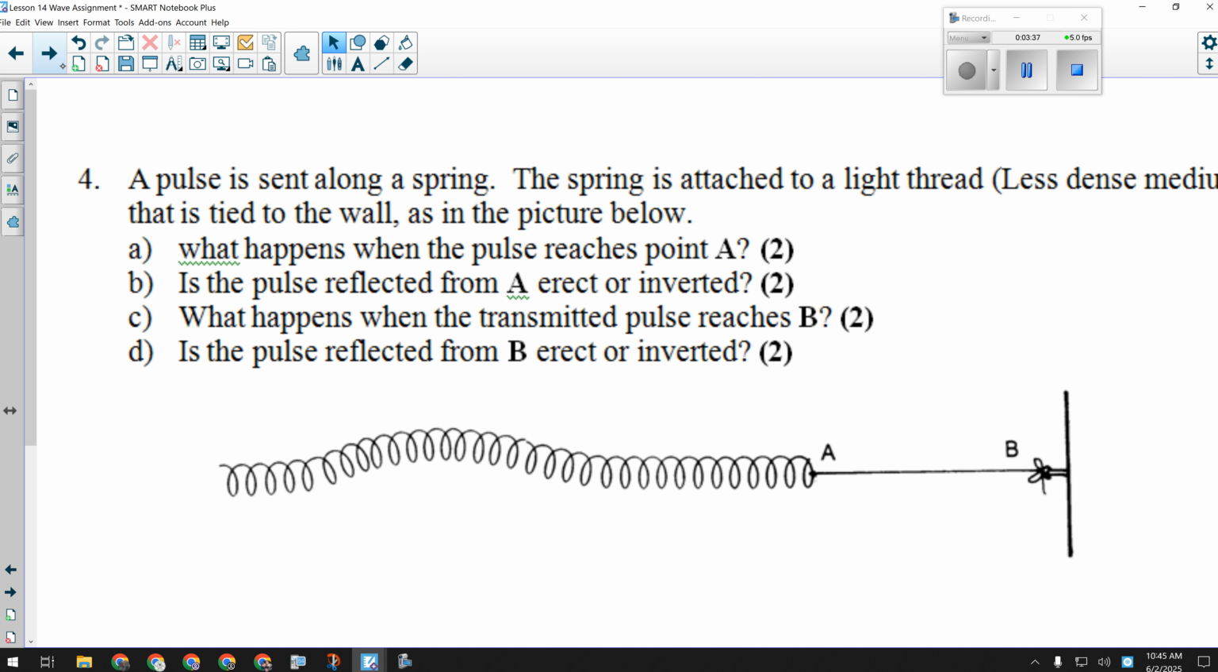The book I took this out of uses the term erect. I don't use that because it gets chuckles from immature people like yourselves. I always use the word upright, so you might see that if it's not mine.